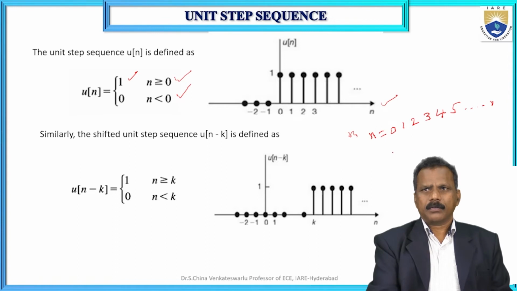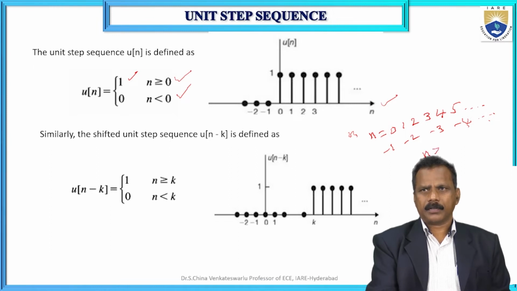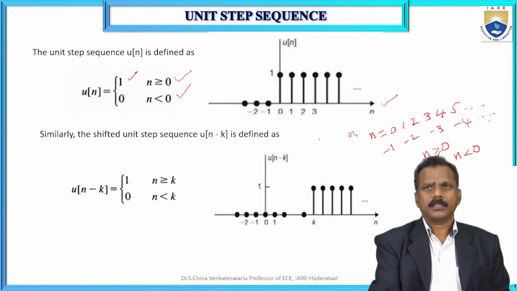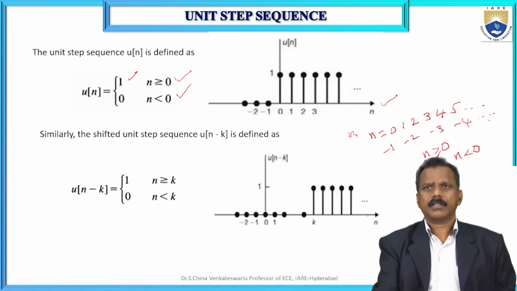Likewise, n can also be minus 1, minus 2, minus 3, minus 4, and so on. With reference to this, the unit step sequence u[n] is equal to 1 if n is greater than or equal to 0, and graphically you can observe that. Next, u[n] is equal to 0 when n is less than 0. This is n versus u[n].